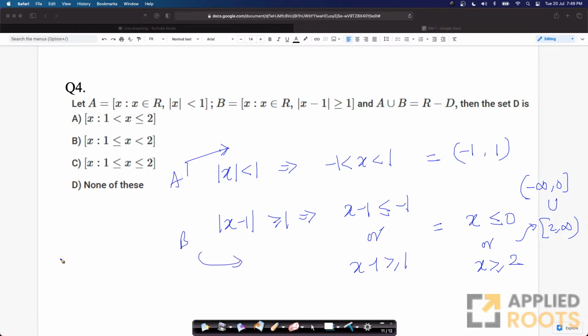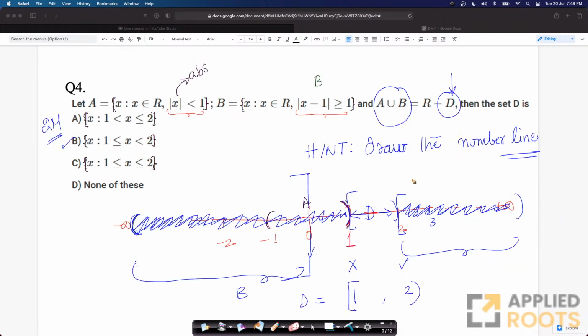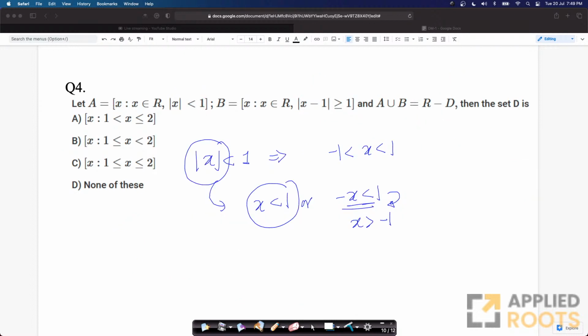Now if you write A union B, it is the union of this and this. That's what it's a union of, right? Again, you can think of this union logically by just drawing the number line. That is where the confusion is. I think the biggest confusion in this problem is what is A, what is B, and how to visualize it. So this problem is actually not hard, it's just slightly confusing.